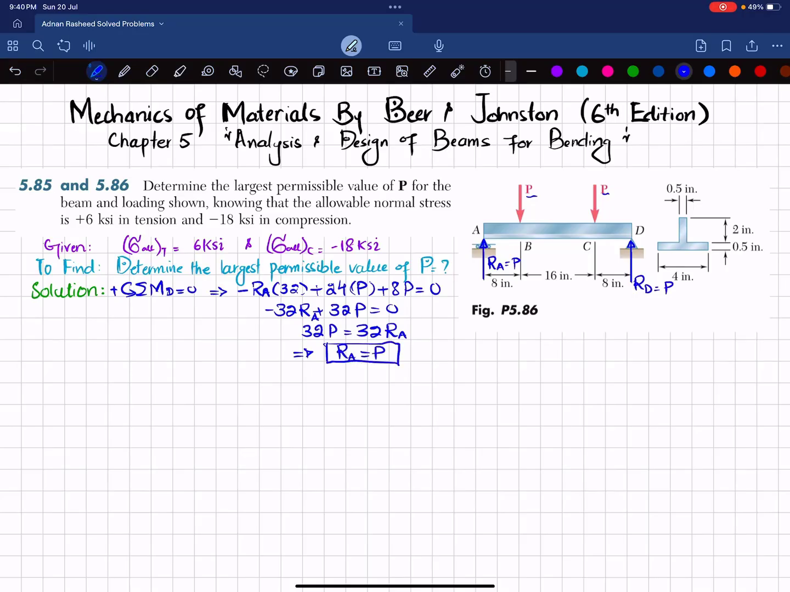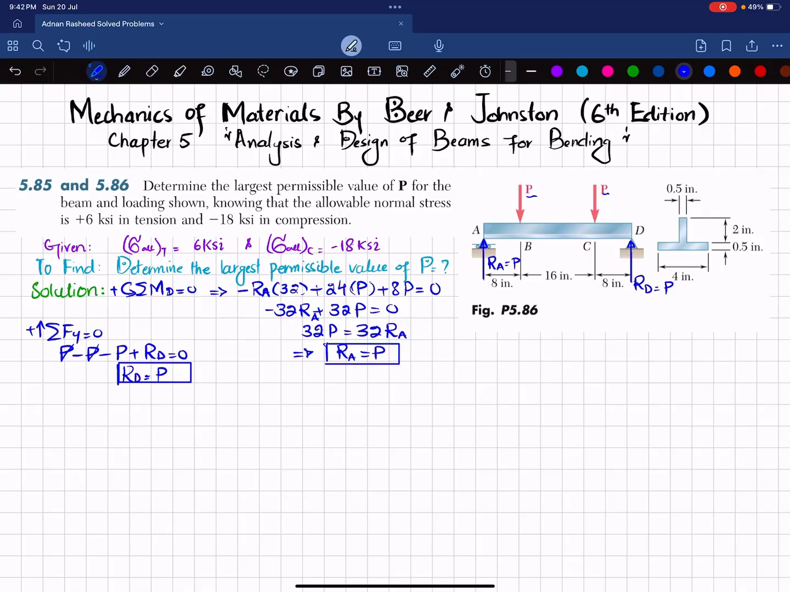Now we can also find RD by using the equation of equilibrium, that is, the sum of all forces in the y direction must be equal to 0, and upward force is taken as positive. So RA is P, minus P, minus P, plus RD is equal to 0. So you can see that this P will cancel with this, and we will get RD also equal to P. Now we have RA and RD.